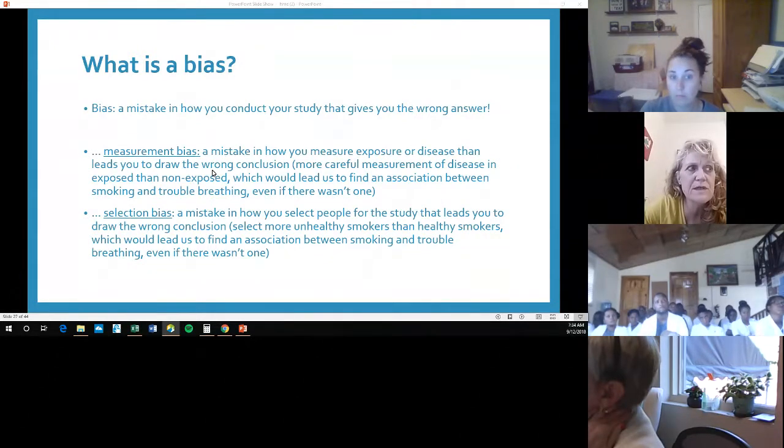In a retrospective cohort study, since both disease and exposure already happened by the time we started this study, we have to be careful that the way we measure disease does not influence the way we measure the exposure.